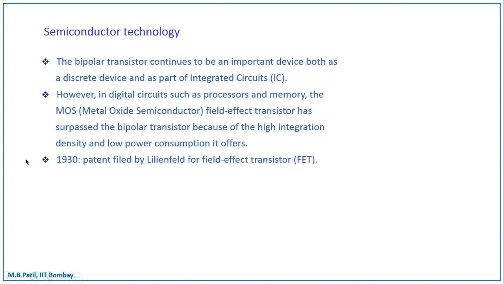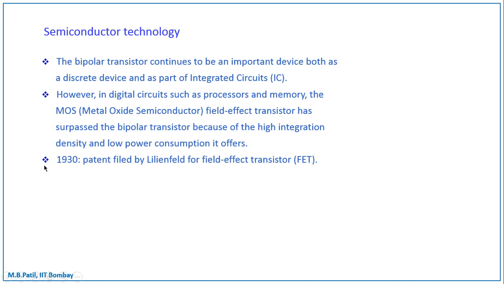It is interesting to note that the idea behind the MOS transistors actually dates back to 1930, that is before the bipolar transistor was invented in 1947, as we saw. And in 1930, Lilienfeld filed a patent for the field effect transistor, which forms the basis for the MOS transistor.